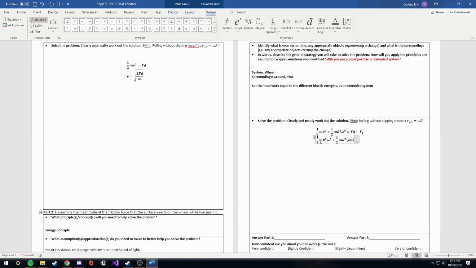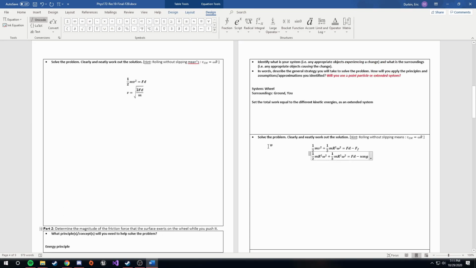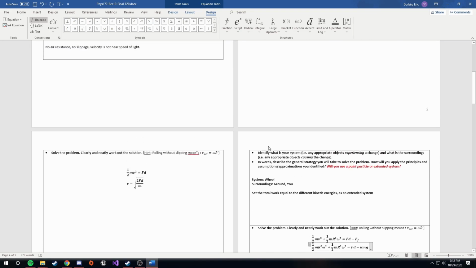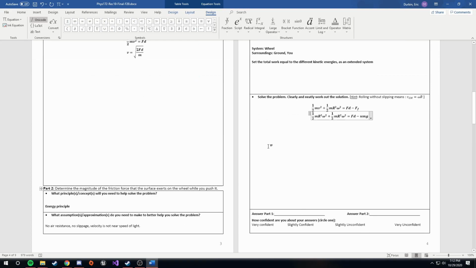Does it say what terms we can put our answer in? No. So I'm just gonna leave it as minus 1/2. I guess we could put it in terms of the fact that center of mass velocity is equal to angular velocity times radius.